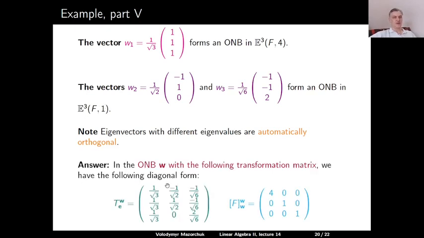So the transformation matrix to this ONB will be just the vector w1 as the first column, the vector w2 as the second column, the vector w3 as the third column, and then, since these are three eigenvectors, the corresponding diagonal form will be the diagonal matrix with the eigenvalues 4, 1, 1. So 4 is the eigenvalue of w1, 1 is the eigenvalue of w2, and 1 is the eigenvalue of w3. And this completes our example.